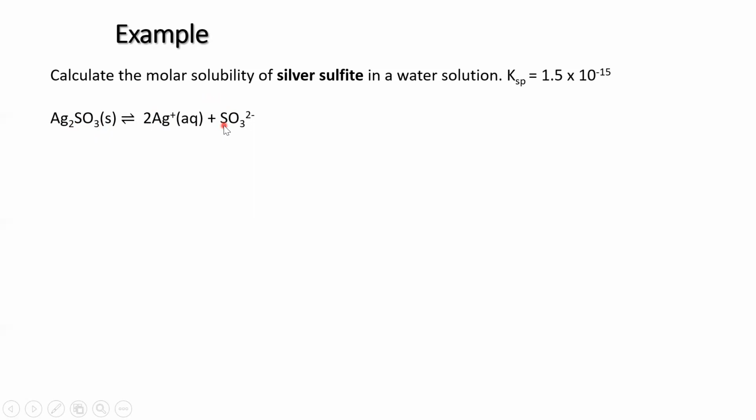So once we have that, it's the same kind of problem as we had before. Now the ratio of silver to sulfite is 2 to 1. Oops, of course I didn't do it that way this time. So keep that in mind. Write your KSP expression.